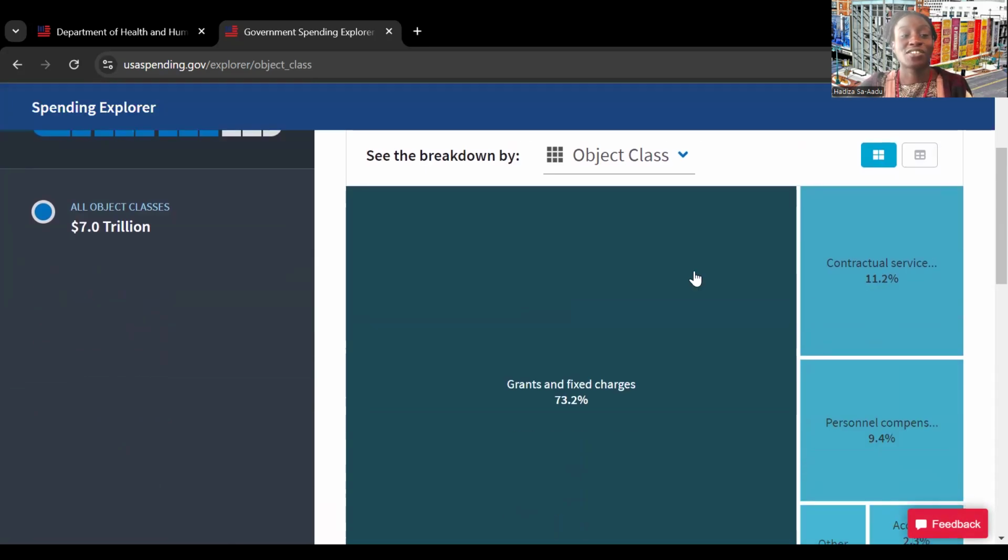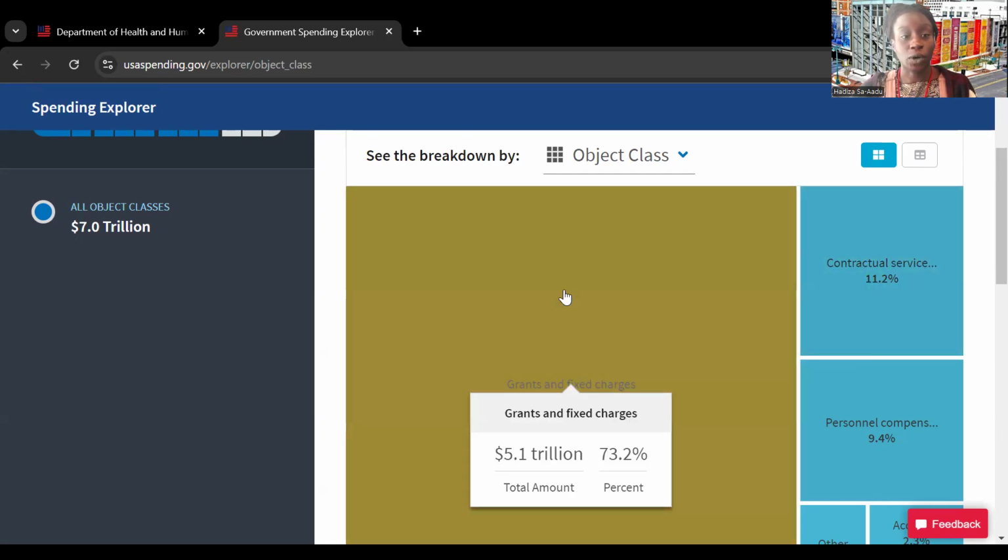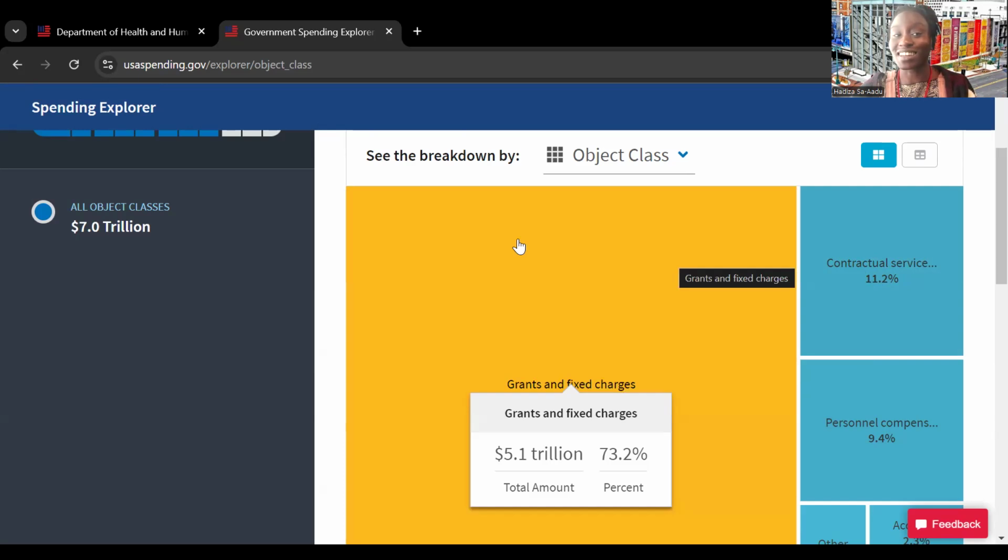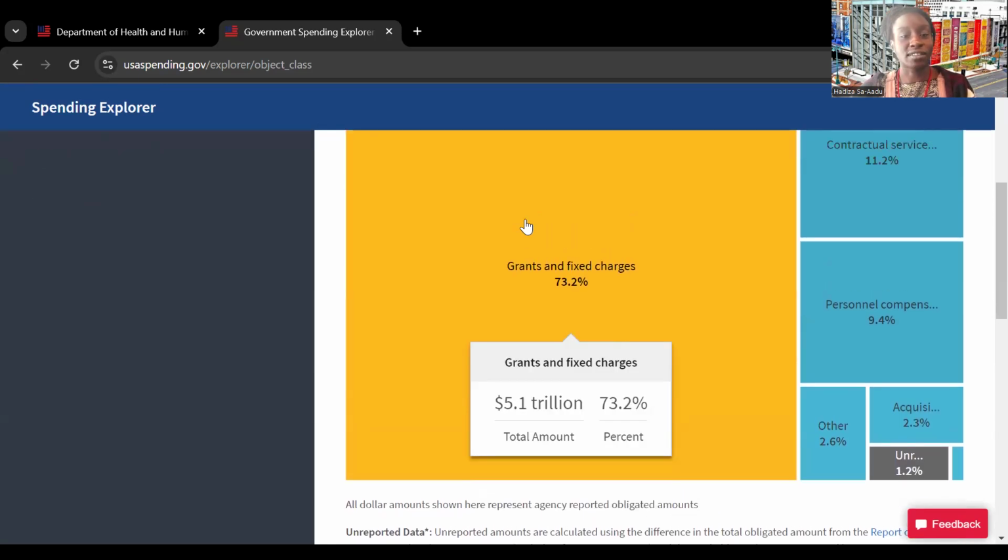All right, so this is where we get into how you can actually trace the money from the federal government in the form of grants. Maybe we should have started with object class. But now that we've already seen object class twice, we know that object class really is just the form of the product or service that the federal government is budgeting for. Okay, so we see here that the vast majority are in grants and fixed charges.